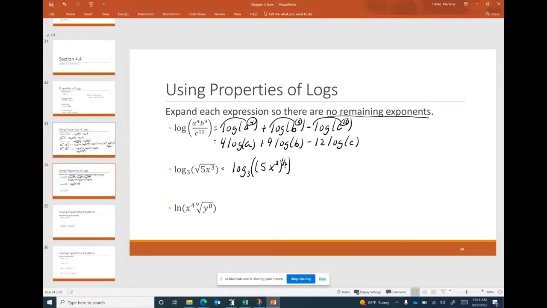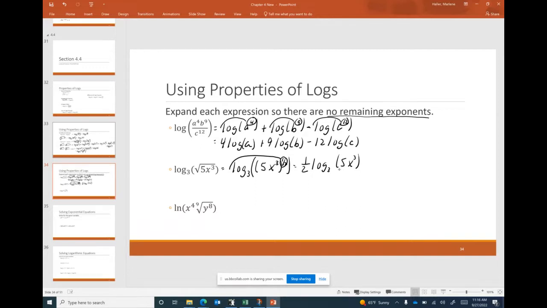All right, so I can simplify this now a little bit. I'm not supposed to have any remaining exponents. One thing I could do is distribute this 1/2 power to both products in that argument. But since the 1/2 power applies to the entire argument, I think I'm going to bring that down first. And then I'll rewrite this as 1/2 times the log base 3 of 5x cubed.